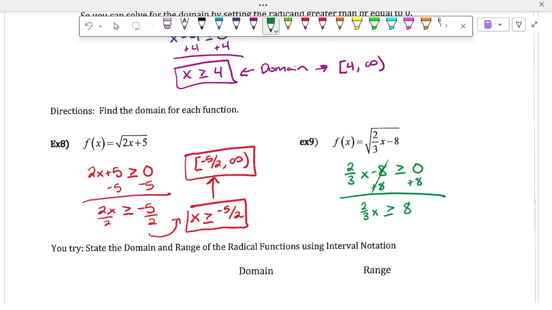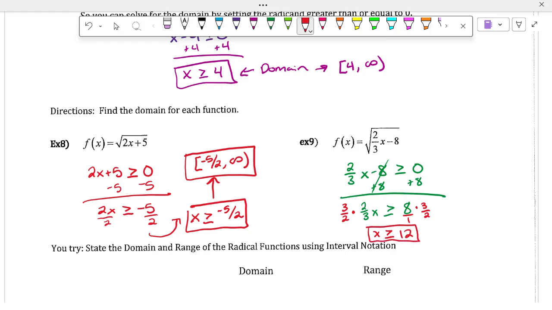So I don't necessarily want to divide by 2/3. What am I technically doing? This is a way back Math 1 concept: multiply by the reciprocal. So I'm going to multiply by 3 halves. If you need to, put that 8 over 1. 8 times 3 is 24, 1 times 2 is 2. So I have 24 over 2, which is just what? 12.